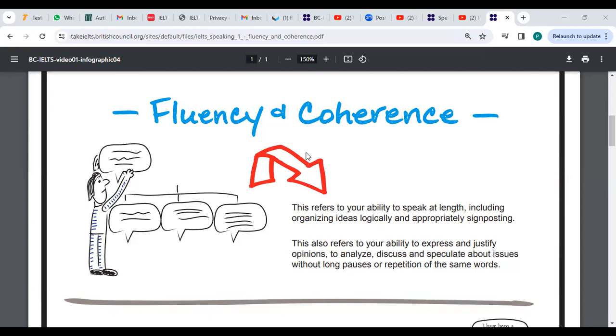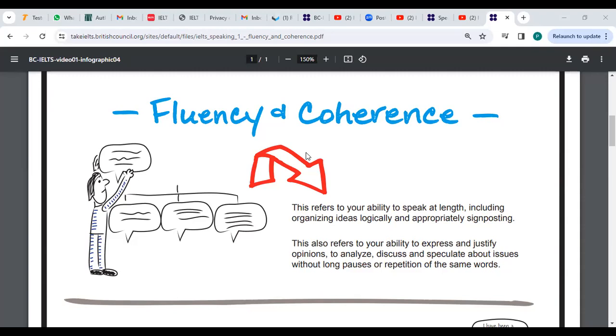Beautifully done, Angela. So that is the meaning of fluency and coherence in the speaking test. In the speaking test, you're expected to be fluent, you're expected to be coherent. And the meaning of fluent and coherent means speaking at length, logically, and appropriately with something we call signposting. We'll come and understand what signposting means later. And it also means your ability to express and justify an opinion, your own opinion.